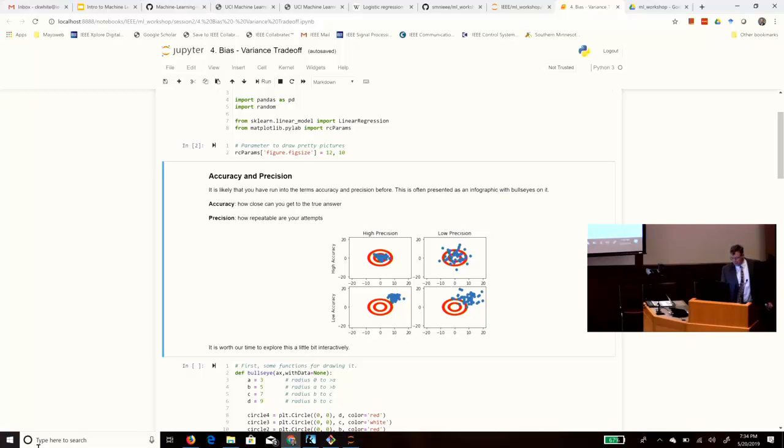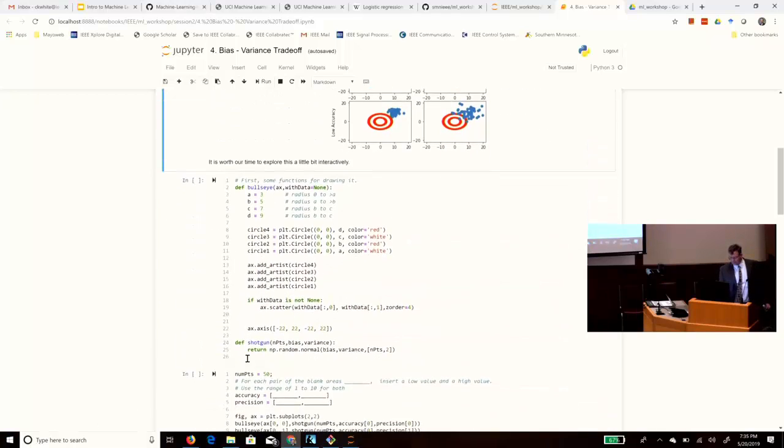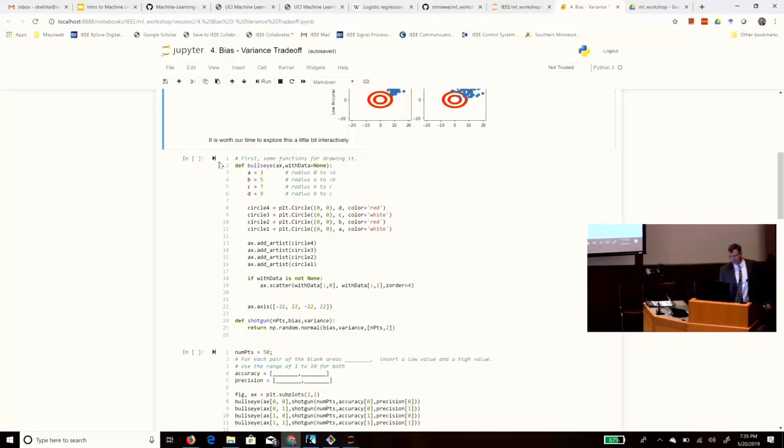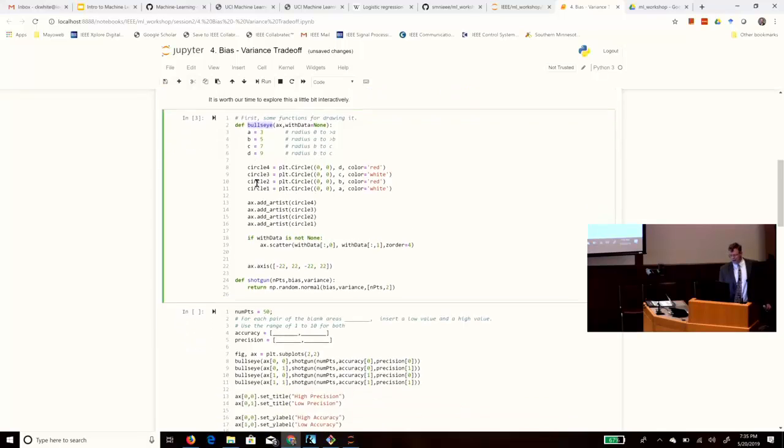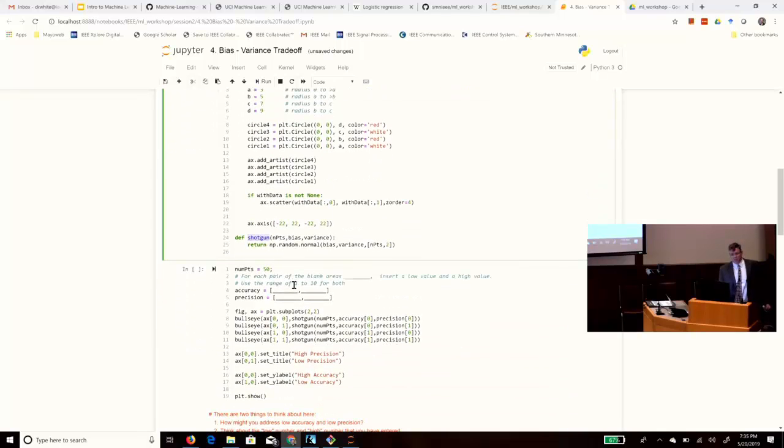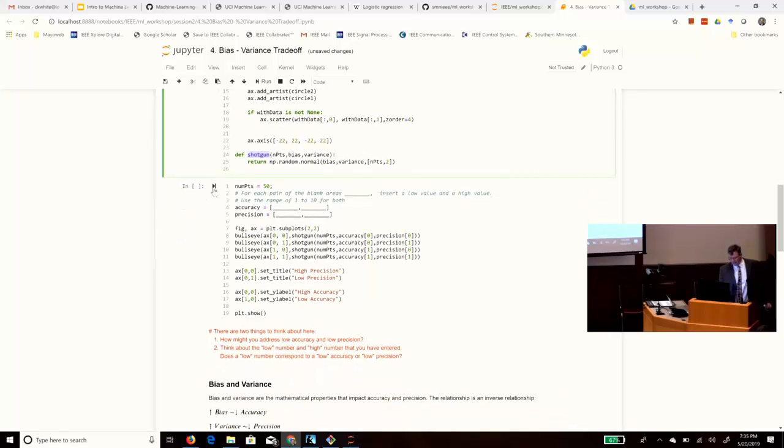And as a matter of just getting some intuition on that, if you go down to the next cell, we have this cell here that we just have to run, which sets up our little functions. There's a function to create a bullseye, and there's a function called shotgun that will put points on that. This next cell is the one I want you to look at. For a number of points, I'd like you to enter an accuracy and a precision, and then plot that out. That will generate your very own target, okay? So everyone just take your time, put in for accuracy and precision a low number and a high number for each one of those.